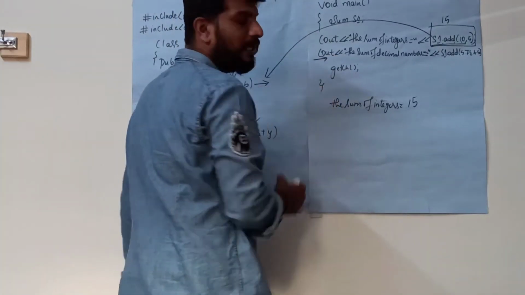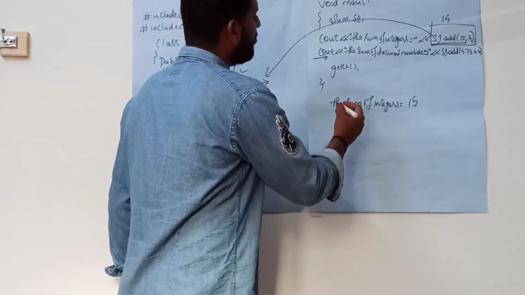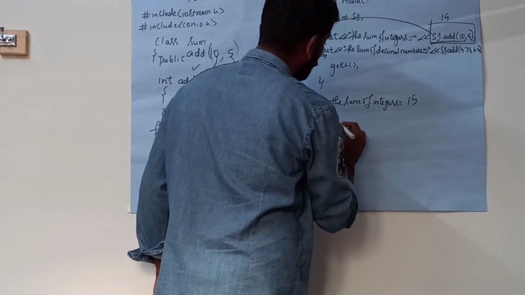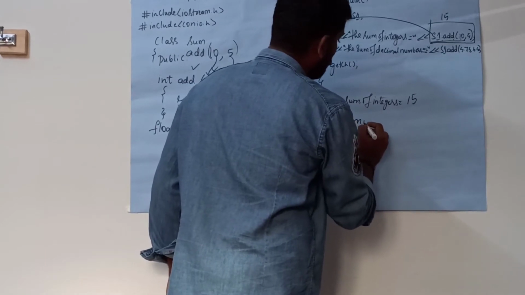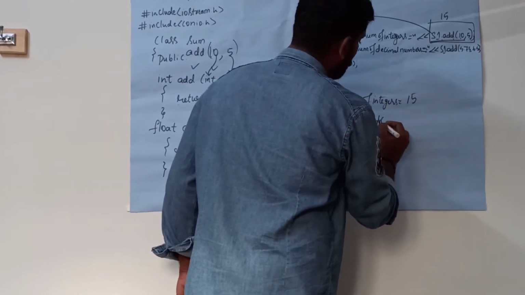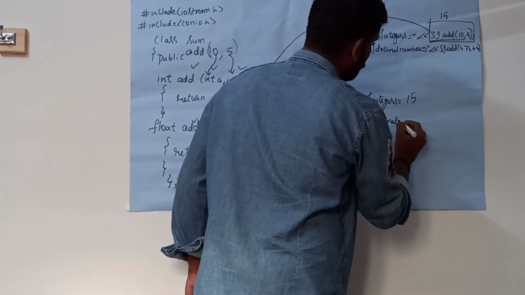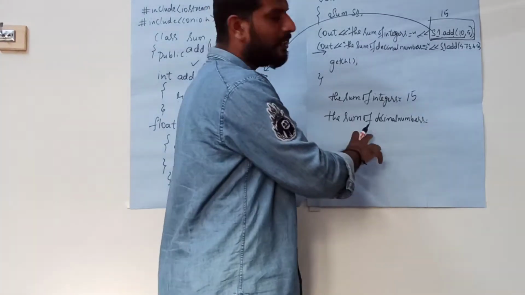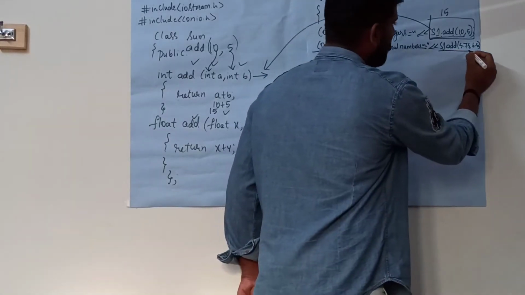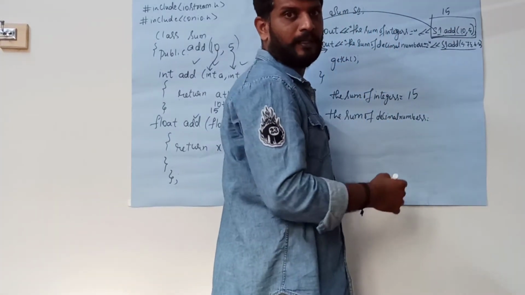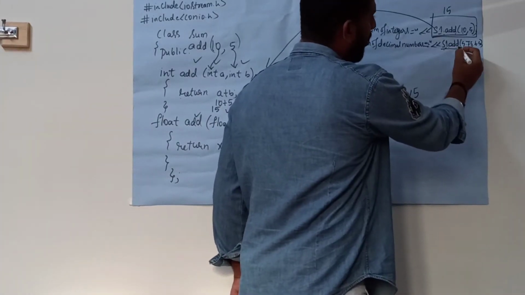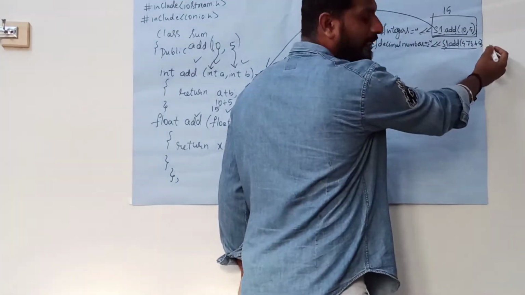This statement gets executed. Now again we have one print statement over here. It will be printed as it is. The sum of decimal numbers is equal to will be printed as it is. Again, what happens? The function call. The function will be called. So S1.add(5.75, 6.5).